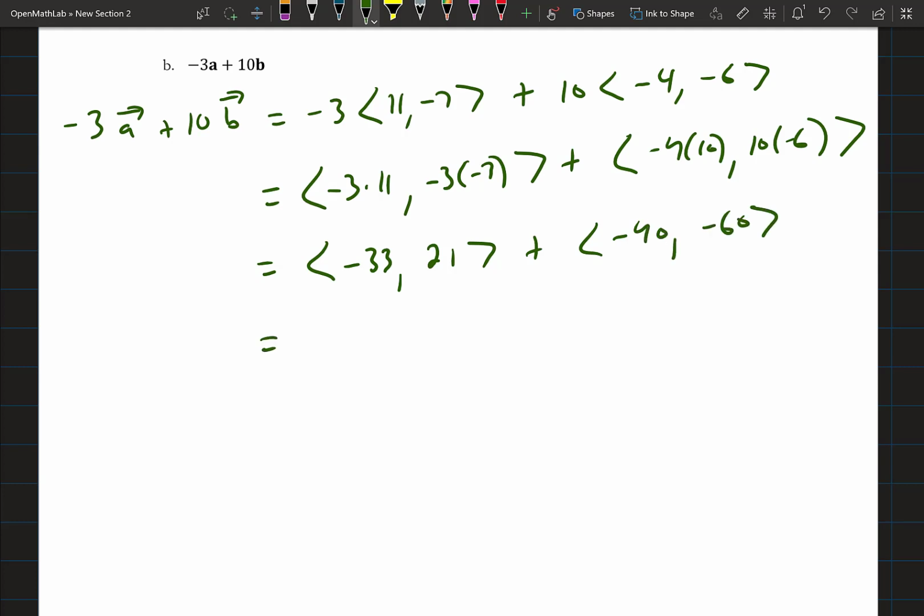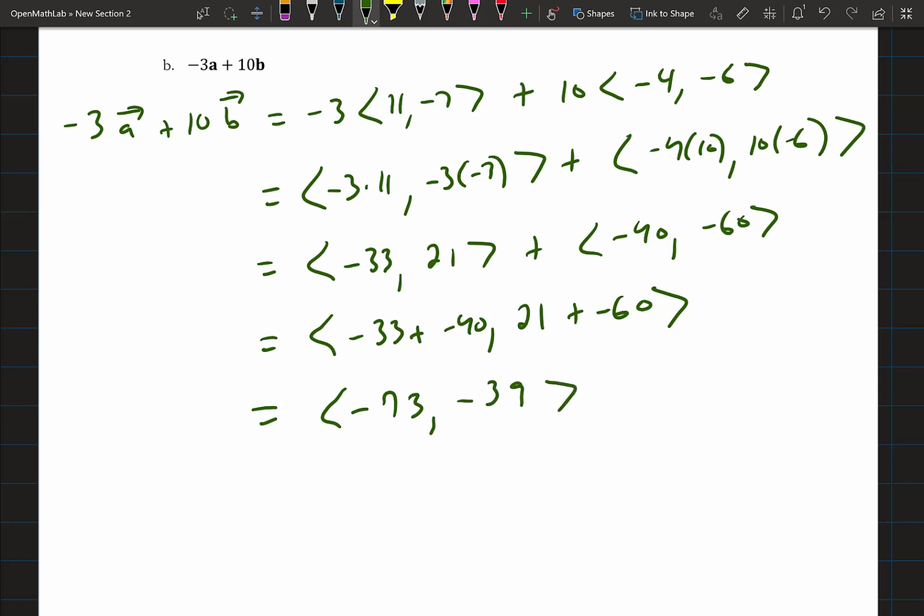And then now I can finally add these. So this would be negative 33 plus negative 40, comma, 21 plus negative 60. So negative 33 plus negative 40 is negative 73. And then 21 plus negative 60 is minus 39. So there's that answer.